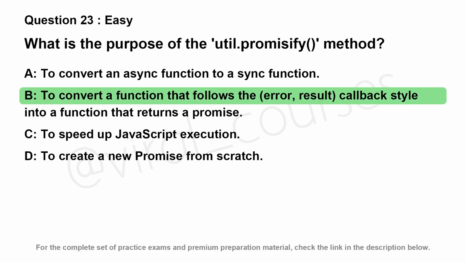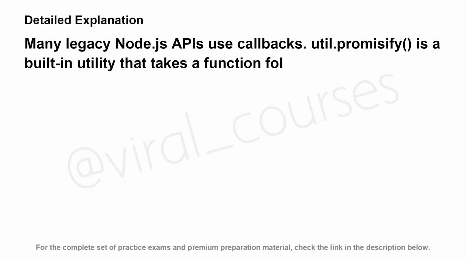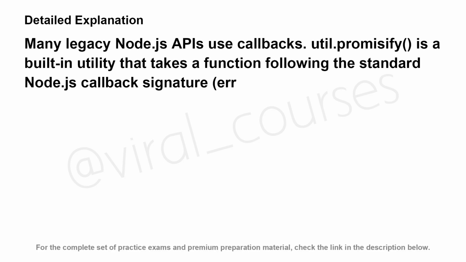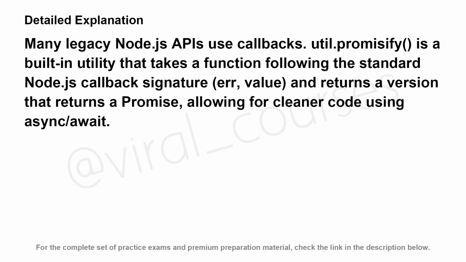The correct answer is B. Many legacy Node.js APIs use callbacks. util.promisify is a built-in utility that takes a function following the standard Node.js callback signature, (err, value), and returns a version that returns a promise, allowing for cleaner code using async/await.